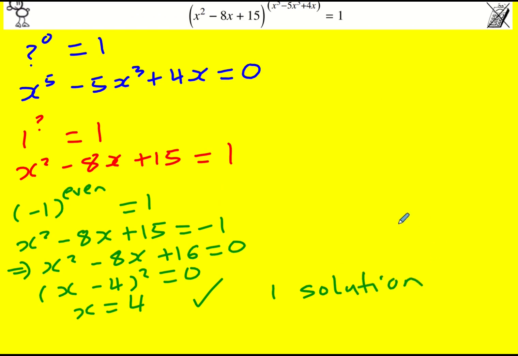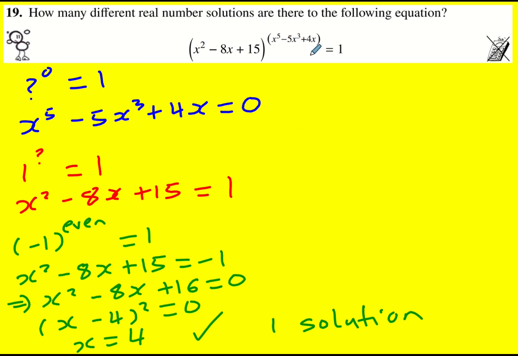If I got an odd number, or I don't know, I'm not going to get a fraction, am I? But yeah, if I had an odd number, then it wouldn't work because I'd get minus 1. Minus 1 to the power of 3 is minus 1.